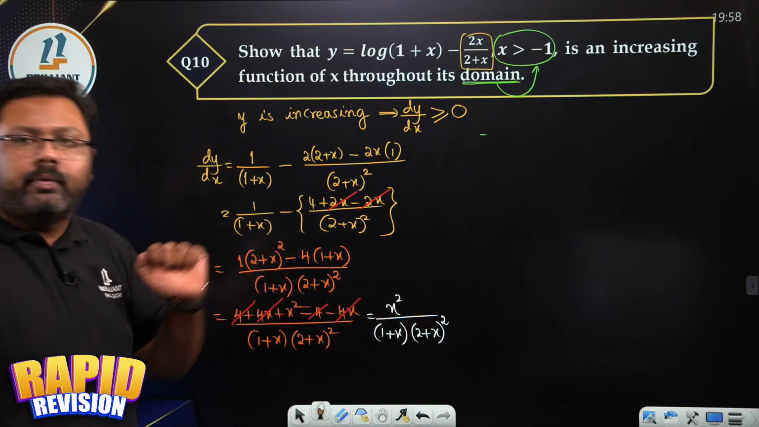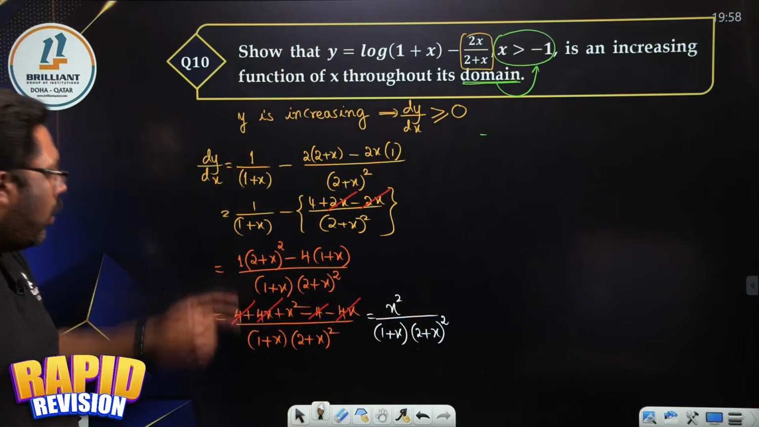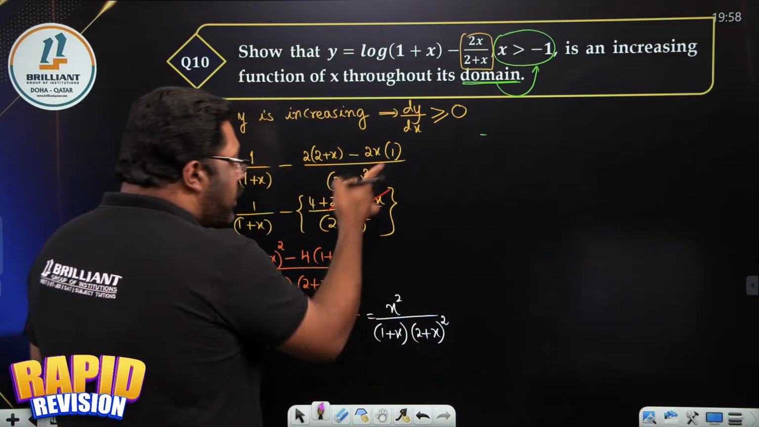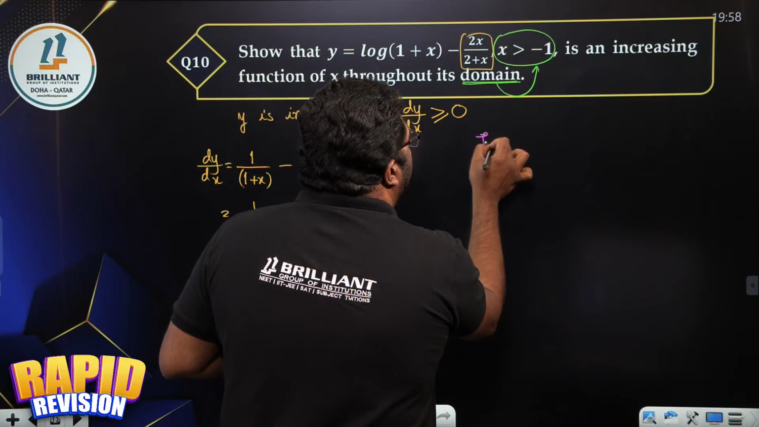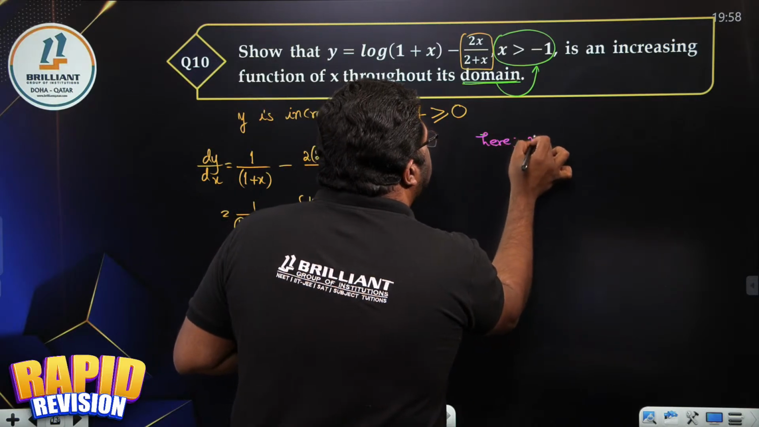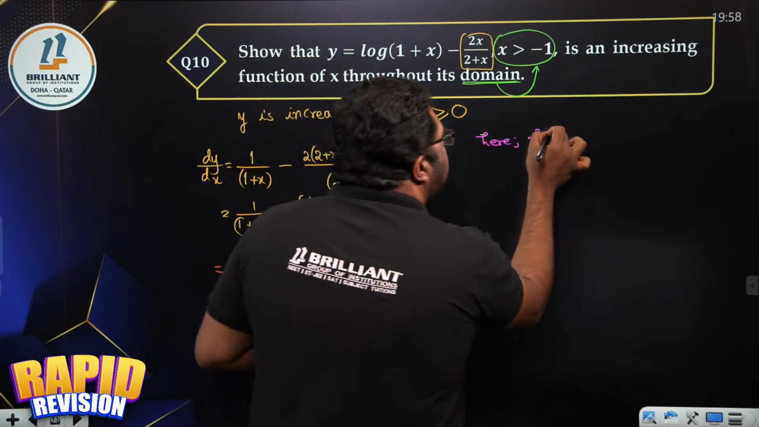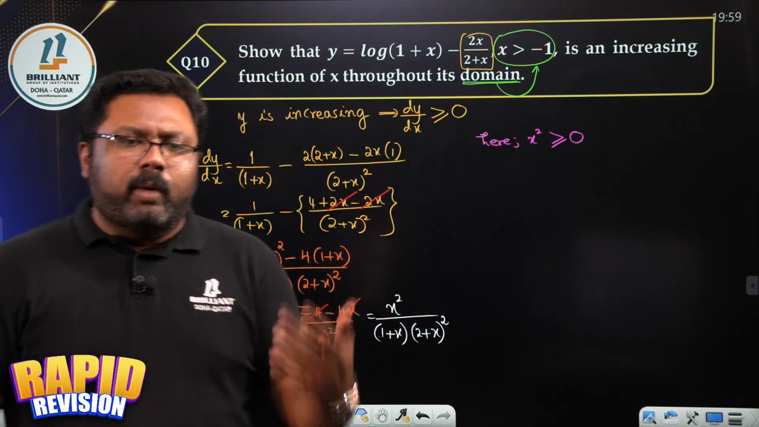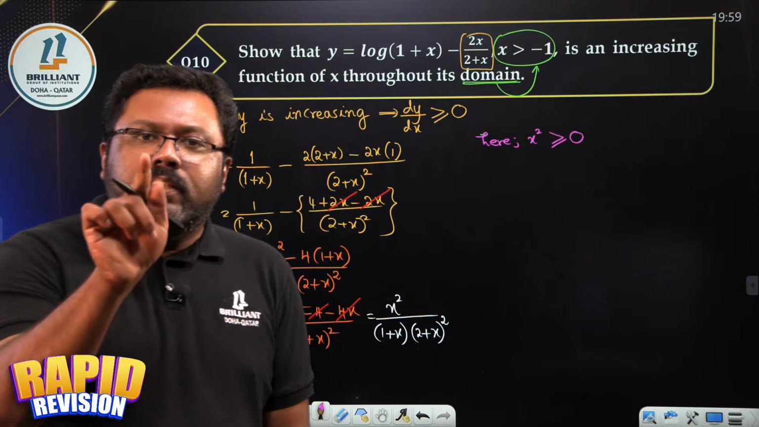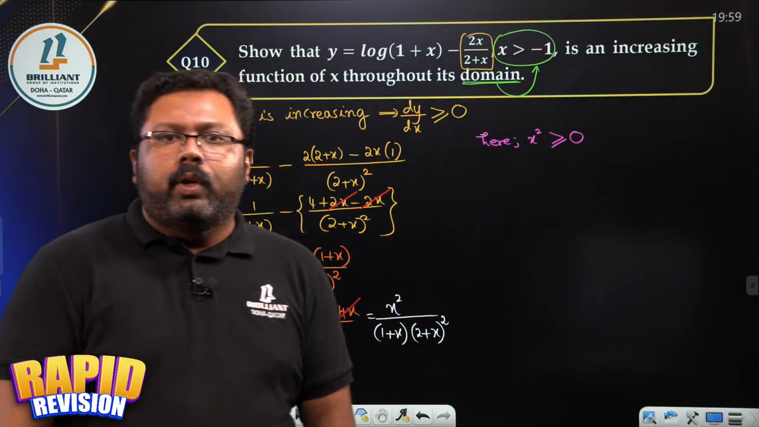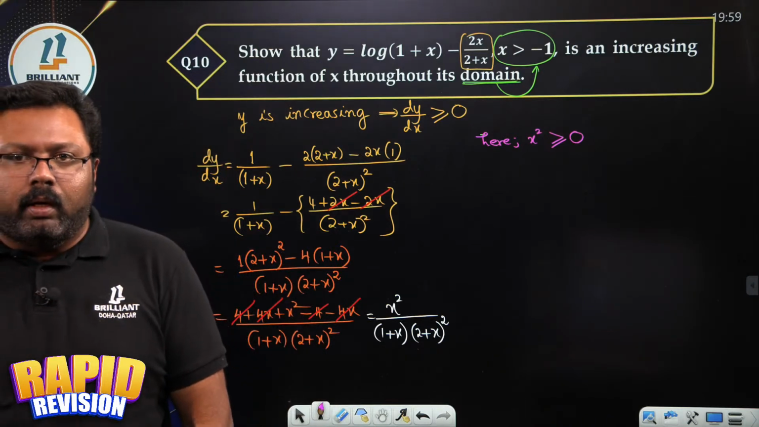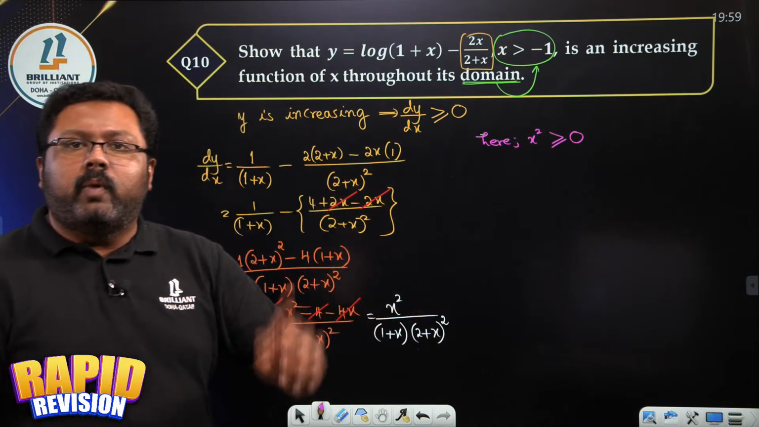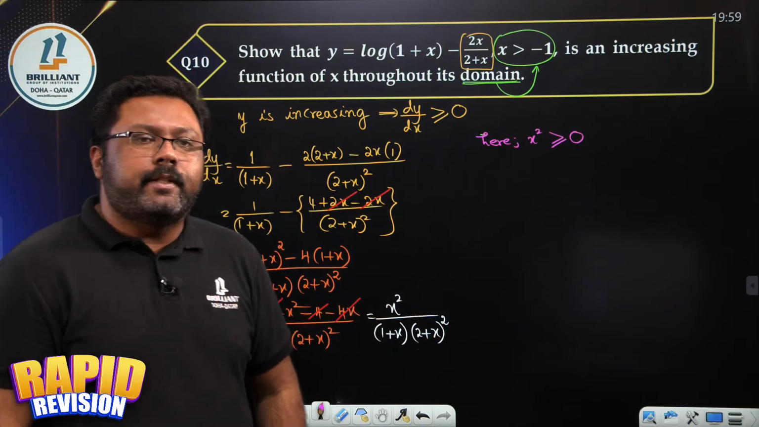This is enough. Now I'll show you how I can say the first derivative is greater than or equal to 0. Here x squared is definitely greater than or equal to 0, whatever be the value of x. Forget about being greater than minus 1. x squared is the square of a real number, which is definitely positive, but it can be 0 also if I put x equal to 0. So x squared is always greater than or equal to 0.